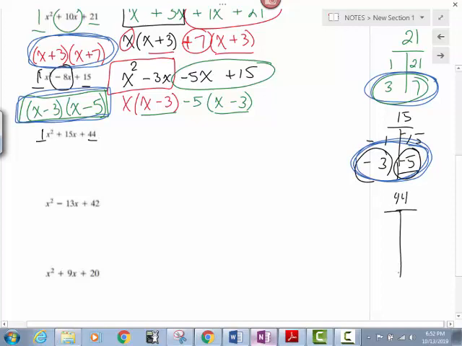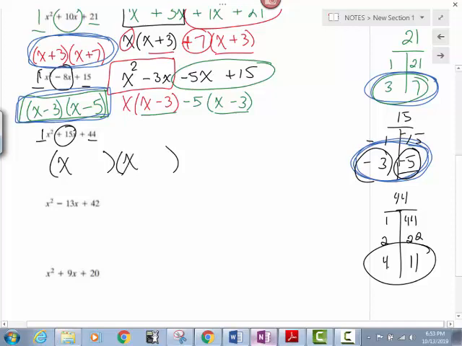Okay. So when I make my list, 1 and 44, 2 and 22, 4 and 11. I'm looking for the numbers that add up to 15. Well, hey, 4 and 11 do. This is my shortcut, guys. This is always going to be an x and always going to be an x. If you notice, the sign of the 4 and 11 are both positive, so I'm going to write a positive 4 and a positive 11. There's my answer. Okay.